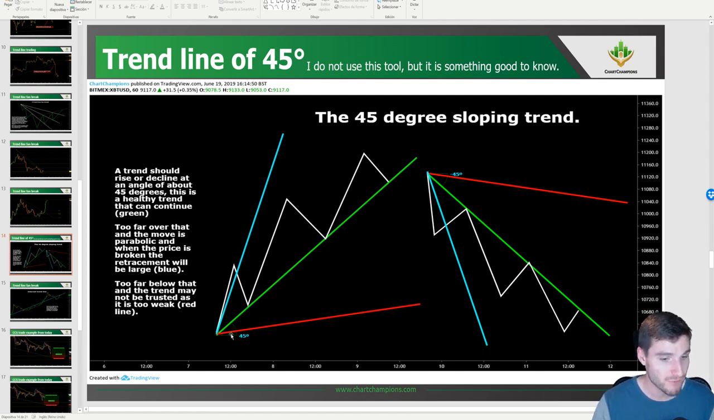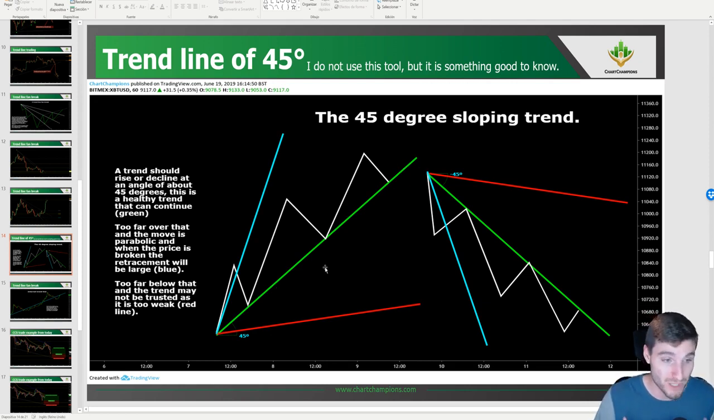And also, if price moves in an uptrend but at lower than a 45-degree angle, then that is called a weak trend, and it's not sustainable. It's likely just some form of relief rally, and it's going to fall down again. So what you're looking for in a healthy trend is a 45-degree move to the upside, moving up at 45 degrees, and that's what you class as a healthy uptrend.